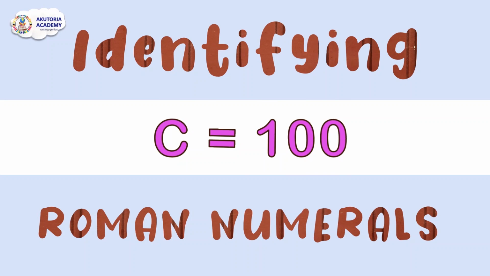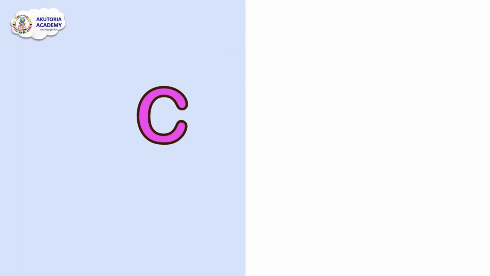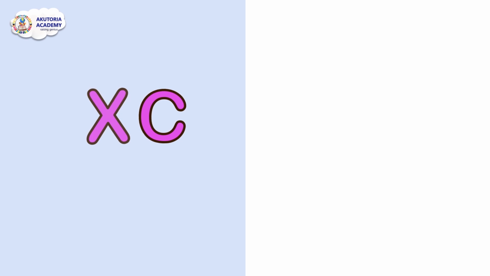Now, there's another new number we'll learn in today's class, which is C. And C in Roman numerals stands for 100. So whenever we see C when counting Roman numerals, we should identify C as 100. So C is 100. But when we add an X to the left hand side of C, it becomes 100 minus 10.